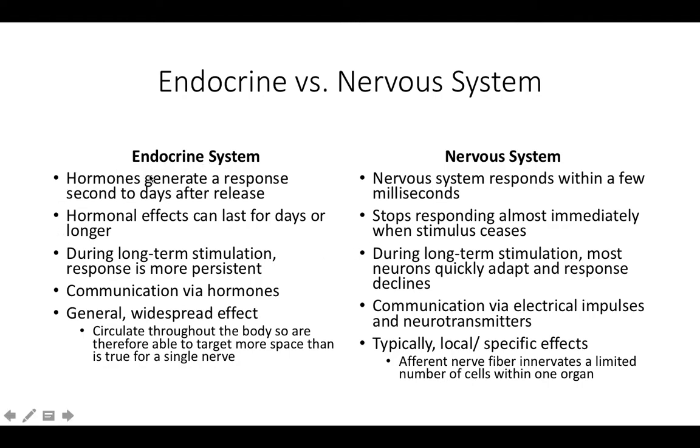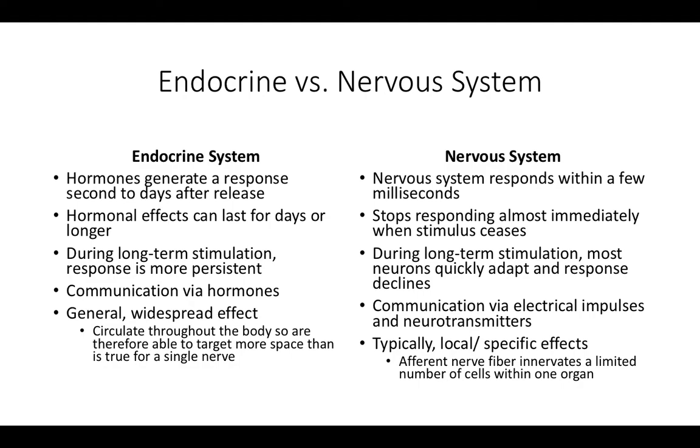The endocrine system basically, because it uses hormones, hormones can generate a response seconds to days after they're released. While the nervous system, on the other hand, responds much more quickly. So when your nervous system receives some sort of stimulus, it's going to create a response within milliseconds. All right, so really fast. The endocrine system, hormones will generate a response sometimes seconds after they're released, or sometimes days after they're released. So it's a much slower response.